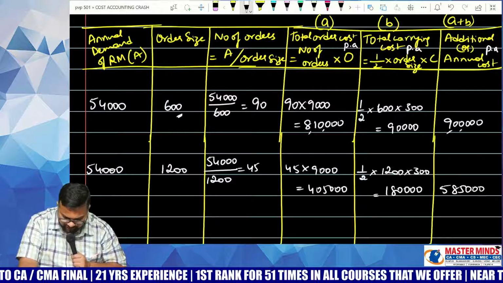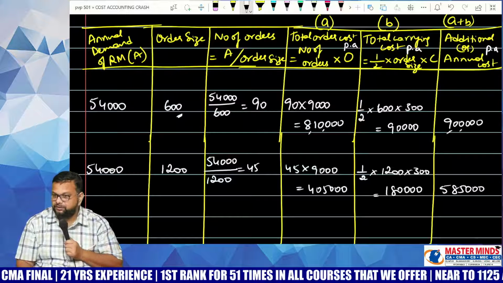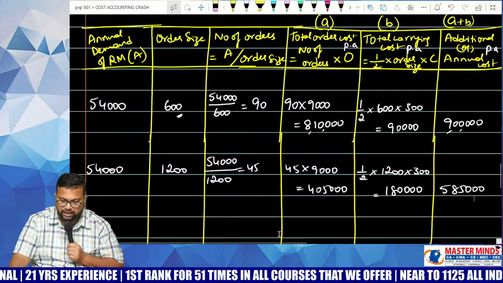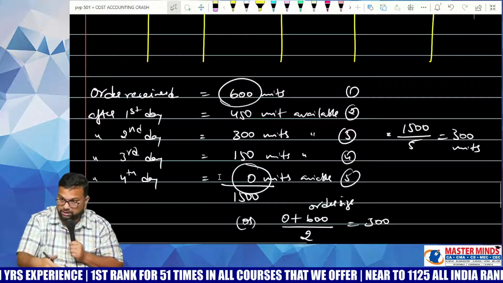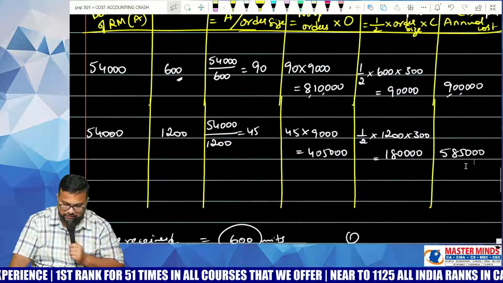5 lakhs 85,000. Note it down. This part you can do at the end of the table. Okay. First let us complete the table.